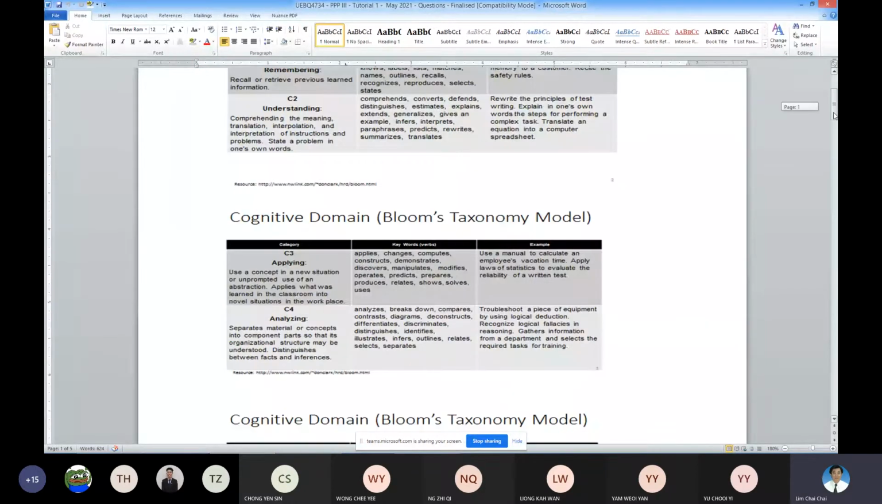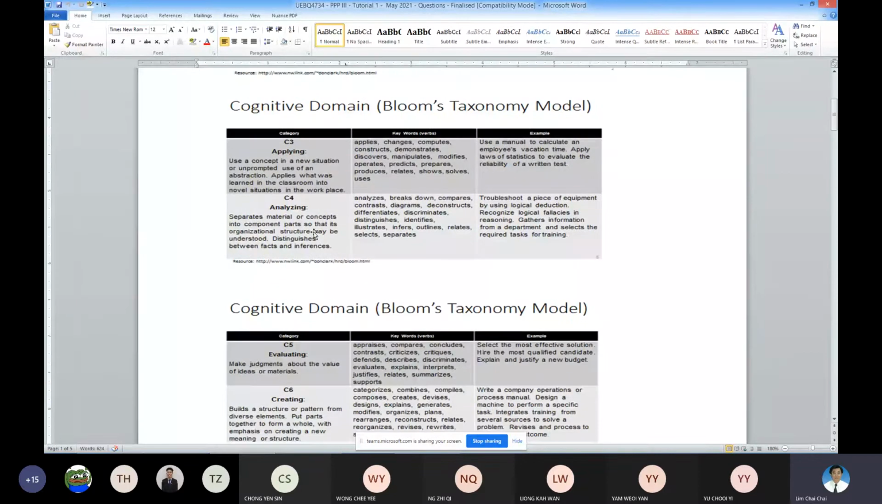Then your C4, 5 and 6. C4 is analyzing. There will be verbs used in the sentence or questions such as analyze, break down, or sometimes compare, contrast, diagram, differentiate, distinguish, identify, illustrate, outline, relate, and separate. These are under the C4 level that you are asked.